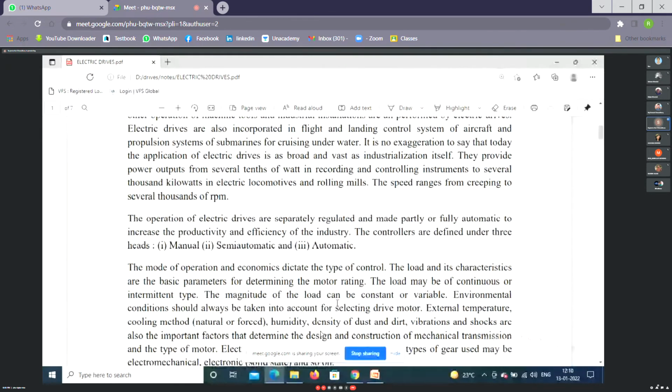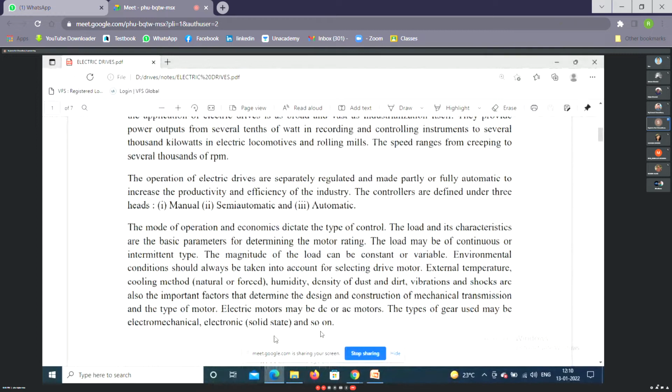Now, when we go for a broad classification of electric drives, the first one is that we can classify it as manual, semi-automatic, and automatic. Obviously, you can understand from the names what they are. Manual means there is no automatic control. Semi-automatic means there is automatic control, but there is provision of human intervention. And automatic means totally computer control.